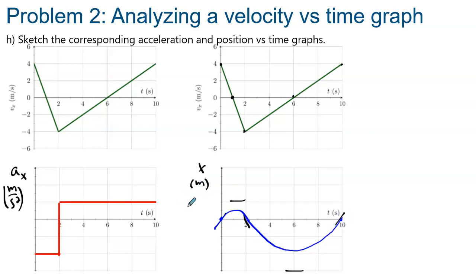So you see in here we have a collection of two parabolas that are joined together at t equal to 2 seconds. And that wraps up this problem, which was analyzing a velocity versus time graph. I'm expecting you to be able to do all that was covered in this clip.